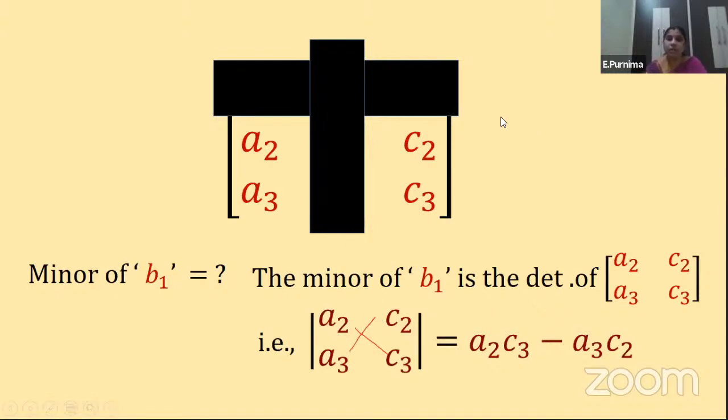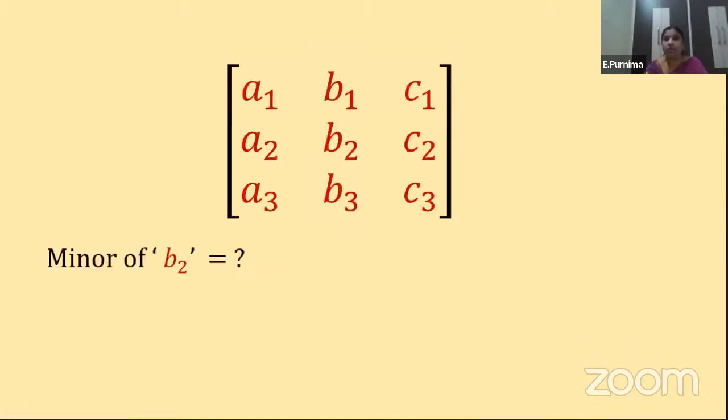Clear? Like this, total 9 elements are there in our matrix. For every element, you can find out the same thing. Okay. Now, minor of B2. Where is B2, children? Till now, we have seen only the first row elements. Now, where is B2? B2 is in the second row and in the second column. So, let us try to find out the minor of it.